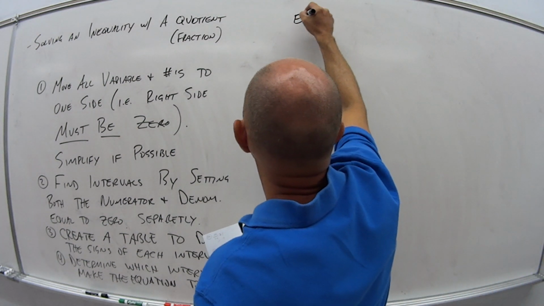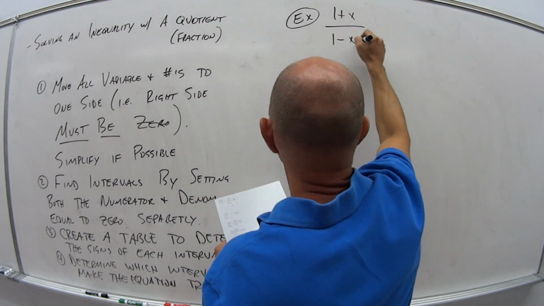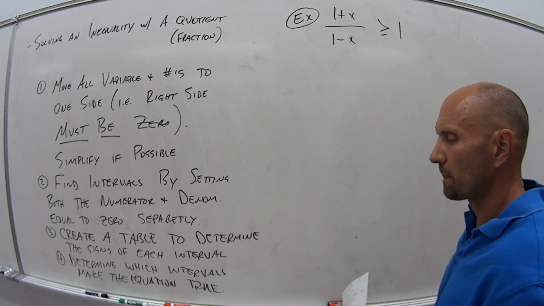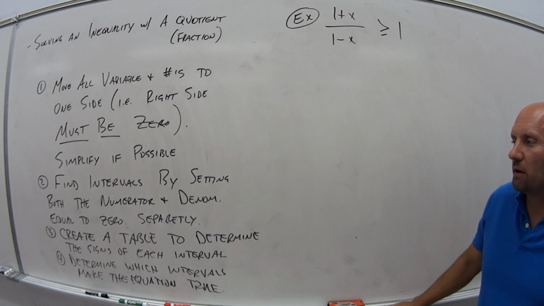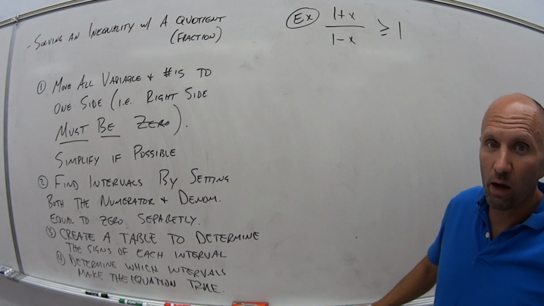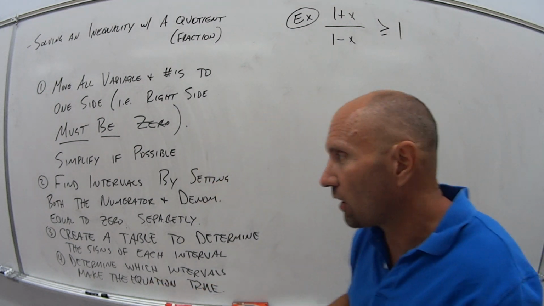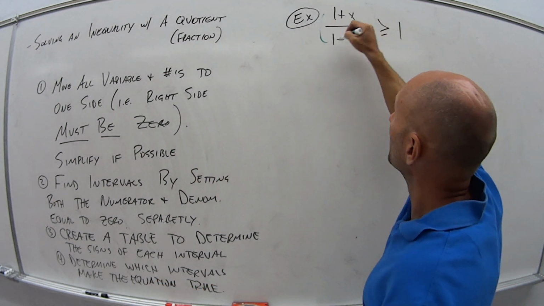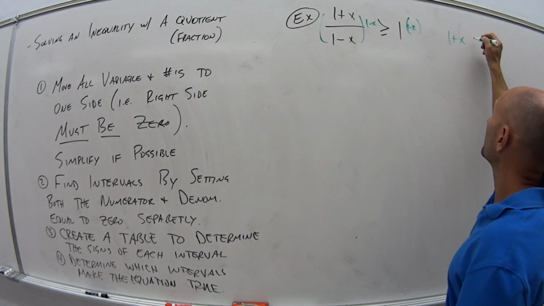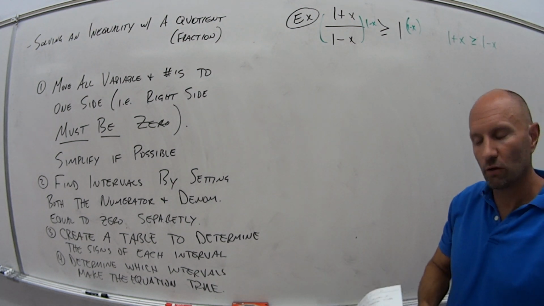What if I have the following example? 1 plus x over 1 minus x is greater than or equal to 1. Everybody's first instinct with these kinds of problems, and I probably shouldn't show you because I don't want to make it your first instinct, but so many people do it, is to say, oh, I'm going to multiply both sides by 1 minus x. So I get 1 plus x is greater than or equal to 1 minus x, and then they solve for x and get an answer.